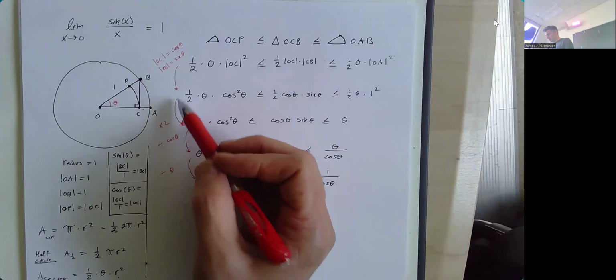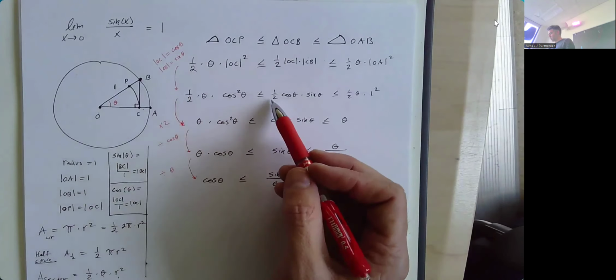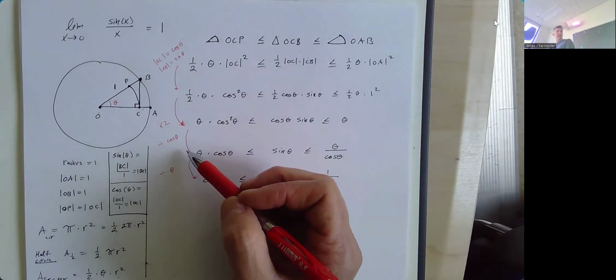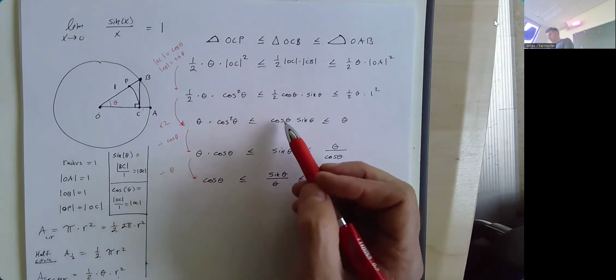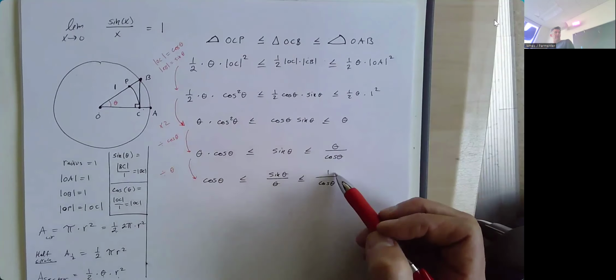From this step to this step, I multiplied everything by 2. So 2 times 1/2 is 1, 2 times 1/2 is 1, 2 times 1/2 is 1. From this step to this step, I divided everything by cosine. Cosine squared divided by cosine gives you a cosine. Cosine divided by cosine is 1. And theta divided by cosine stayed theta divided by cosine.